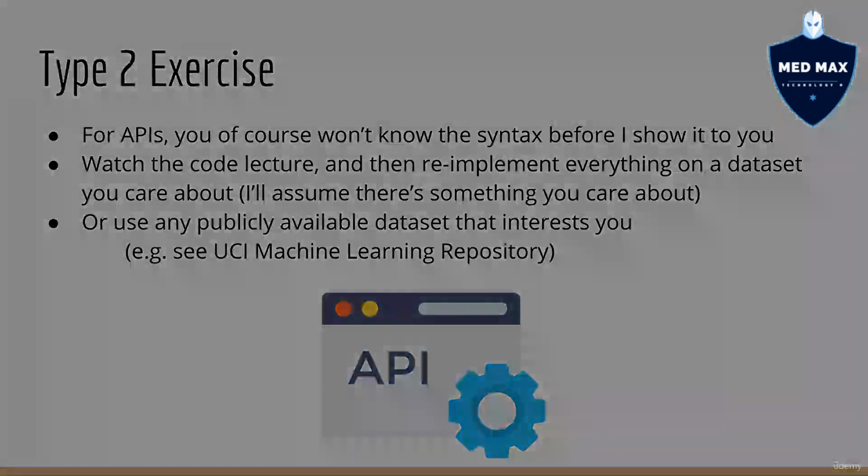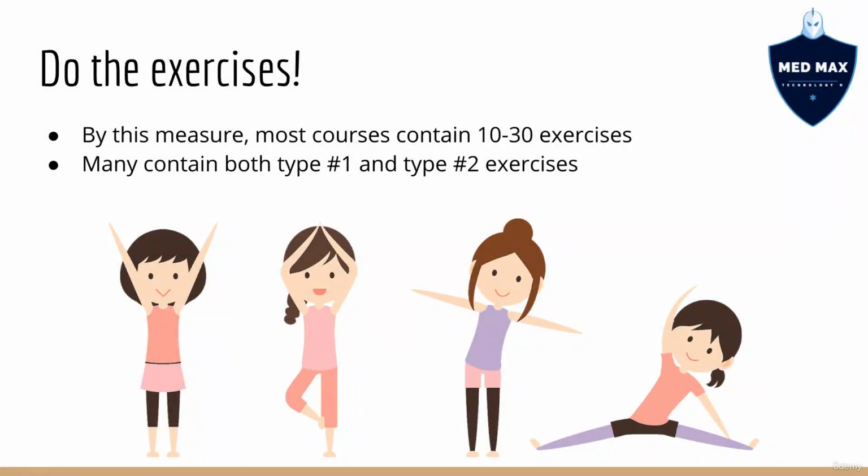Note that by this measure, most of my courses have at least 10 to 30 exercises, so try to do as many as possible. Also note that many courses contain examples of both number one and number two types of exercises. You should be able to recognize it when you see it. Okay, so hopefully the exercises for this course are clear. And if not, please make a question on the Q&A.